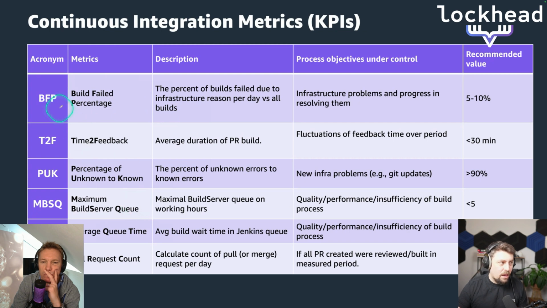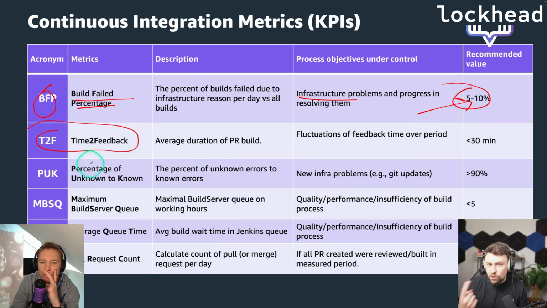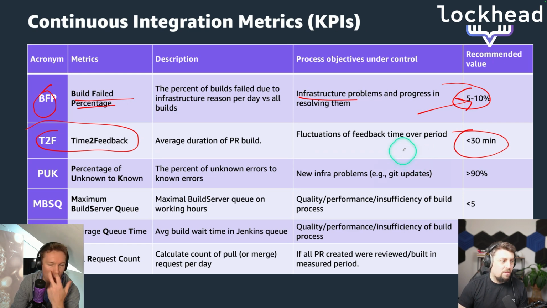What is it? The first metric is the percentage of failed builds, not for production, but just the percentage of failed builds. It can be a problem with infrastructure, for example. My recommended value would be 5-10%. Time to feedback. The feedback loop, remember, is super important. It's one of the key goals of continuous integration, to provide feedback as soon as possible. Less than 30 minutes, because otherwise we will switch focus to other tasks as developers.